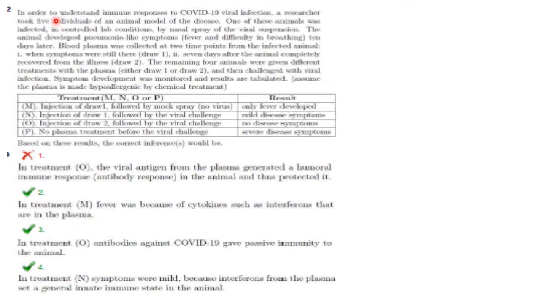Then next one. In order to understand immune responses to COVID-19 viral infection, a researcher took 5 individuals of an animal model of the disease. One of these animals was infected in controlled lab conditions by nasal spray of the viral suspension. The animal developed pneumonia-like symptoms, fever and difficulty in breathing. 10 days later, blood plasma was collected at 2 time points from the infected animal.